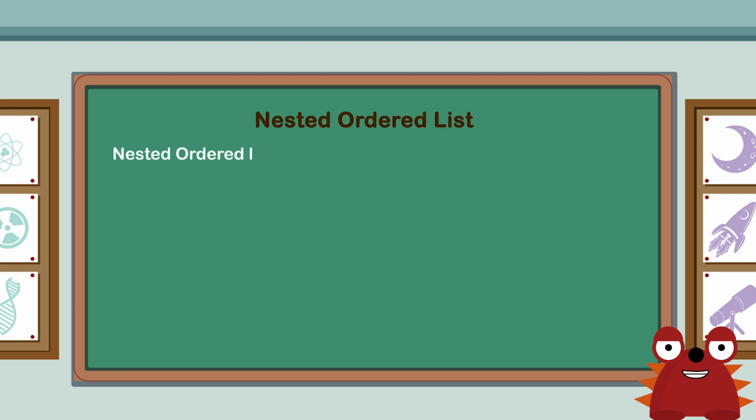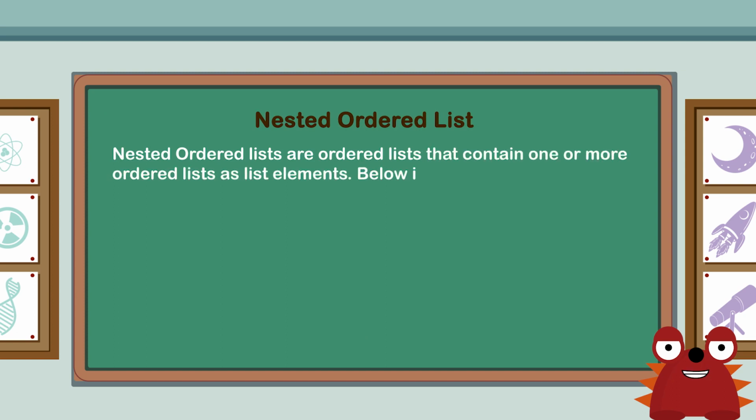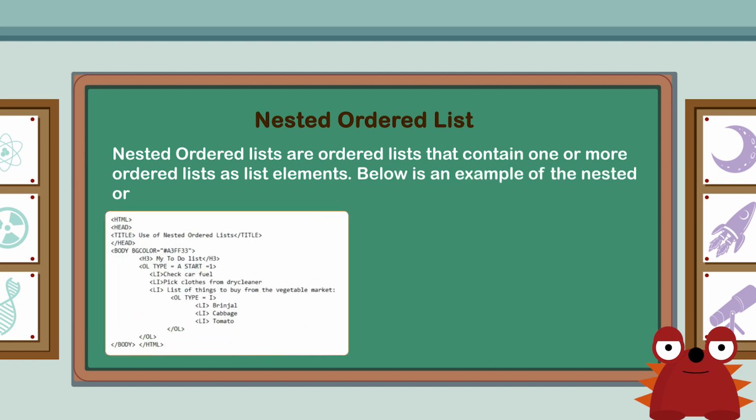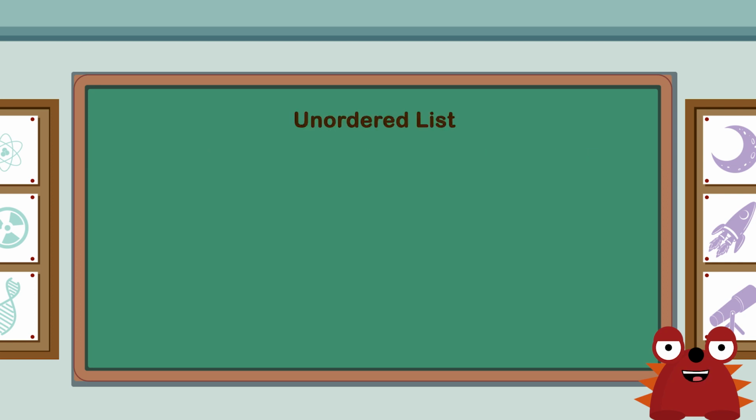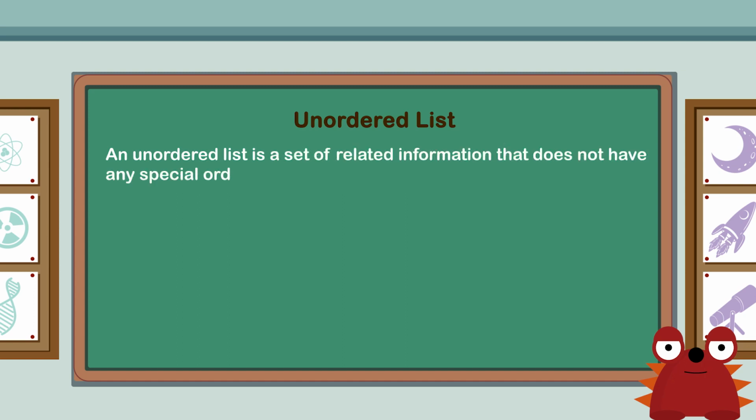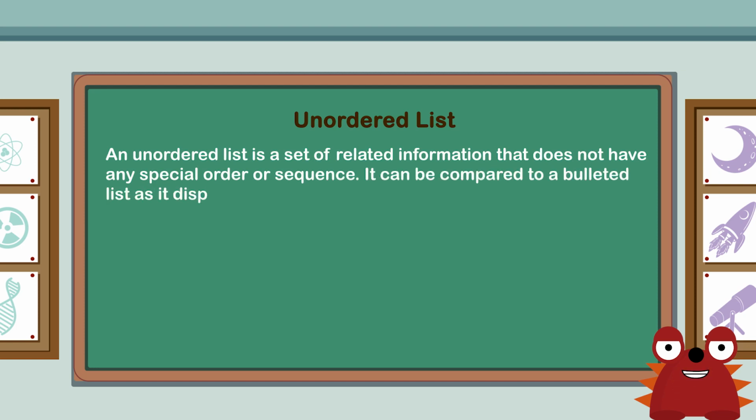These are ordered lists that contain one or more ordered lists as list elements. Below is an example of the nested ordered list, and here is its output. Moving on to an unordered list. It is a set of related information that does not have any special order or sequence. It can be compared to a bulleted list as it displays the list of items, each with a significant bullet symbol.